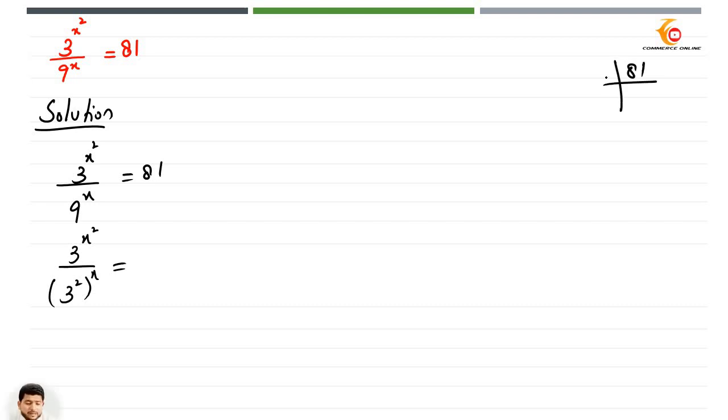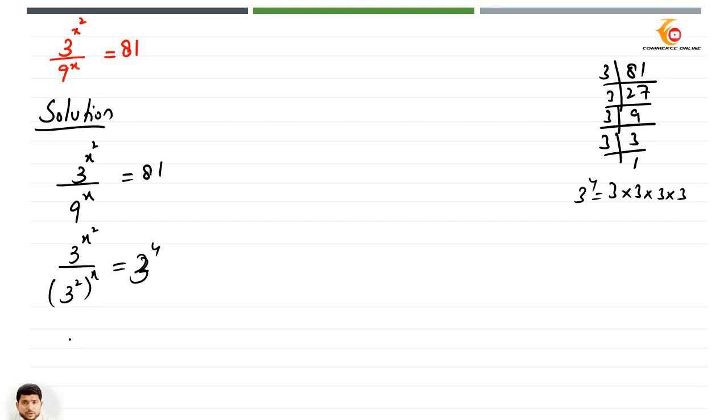I am going to take the LCM of 81, that is going to be 3 2s are 6, 3 7s are 21, 3 9s are 27, 3 3s are 9 and 3 1s are 3. So I am going to have 3 multiplied by 3 multiplied by 3 multiplied by 3. So that means 3 to the power 4. So that 81 can be written as 3 to the power 4.